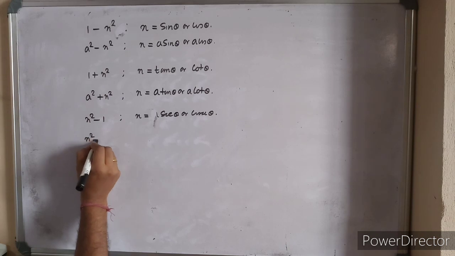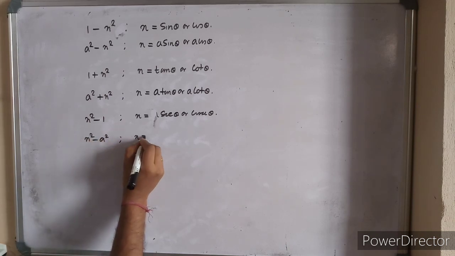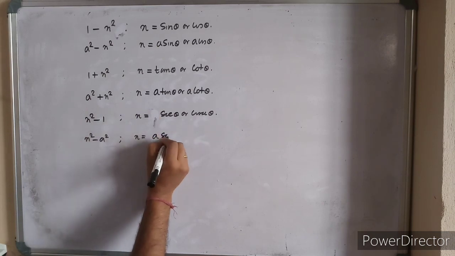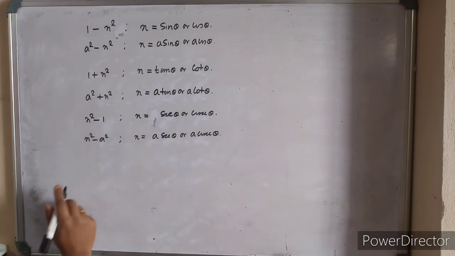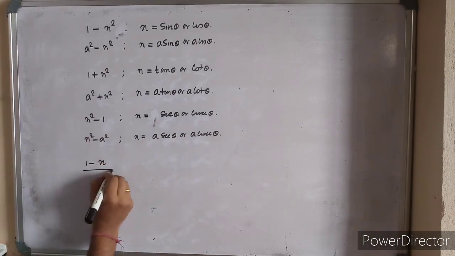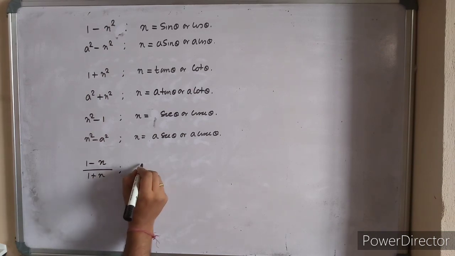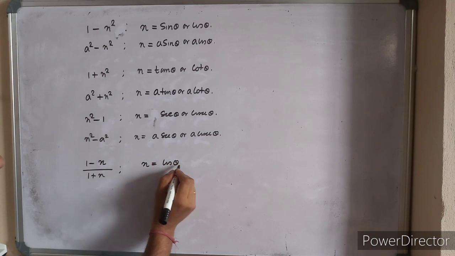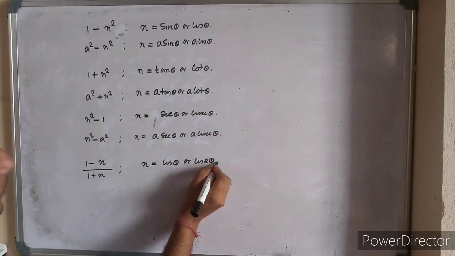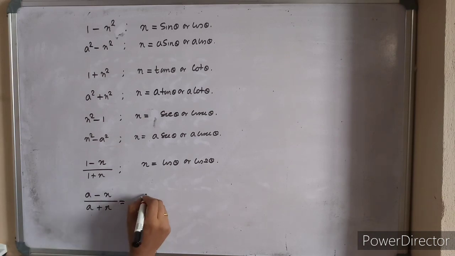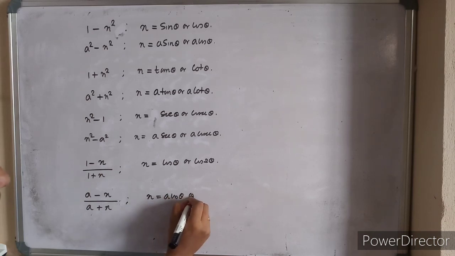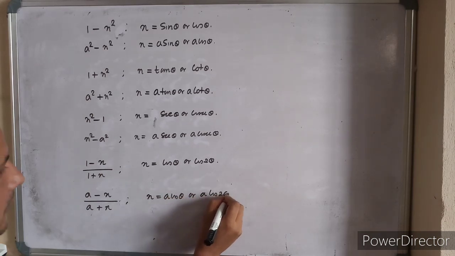If it is in terms of x square minus a square, then you have to substitute x equals a sec theta or a cosec theta. Suppose the question is in this form, 1 minus x over 1 plus x. Then you can substitute x equals cos theta or cos 2 theta. You may get this form also, a minus x over a plus x. In this case, x equals a cos theta or a cos 2 theta.